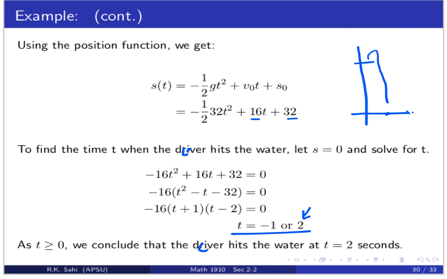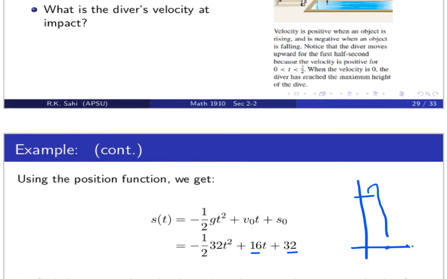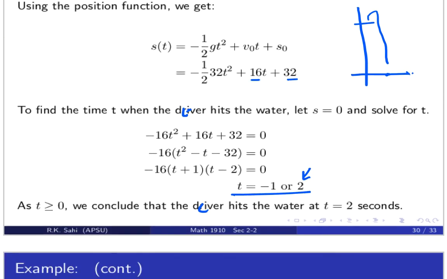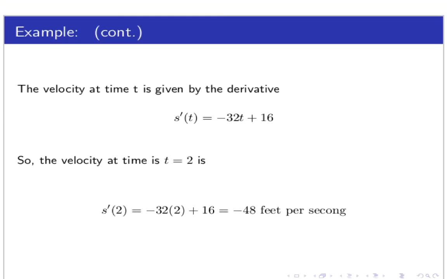Now we're also asked, what is the diver's velocity at impact? To find the velocity, you need to know that velocity is s prime of t. So it's negative 32t plus 16. Just plug in now. Remember, what is the diver's velocity when it hits the water? That means after 2 seconds, that's when the diver is going to hit the water. So you just plug it in, and you find that it is minus 48 feet per second.